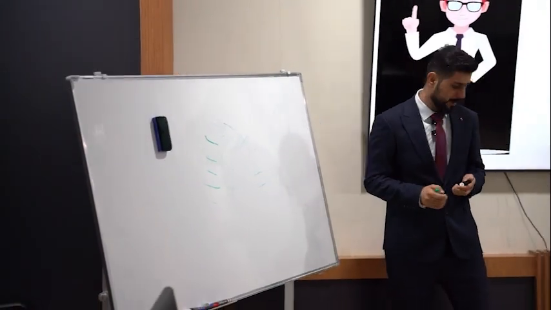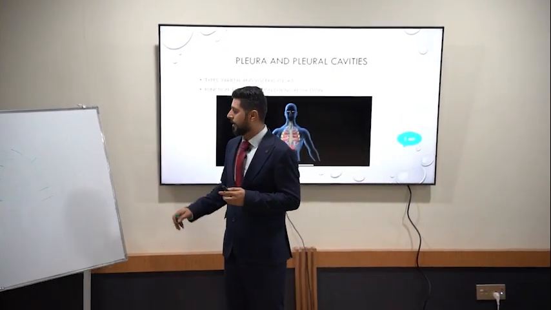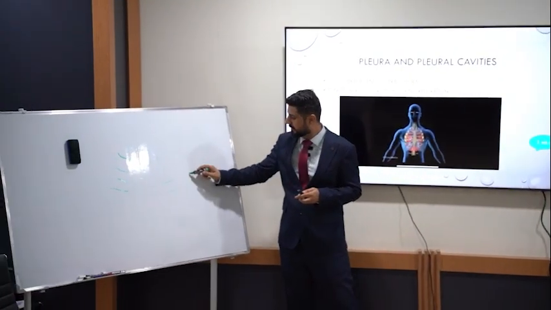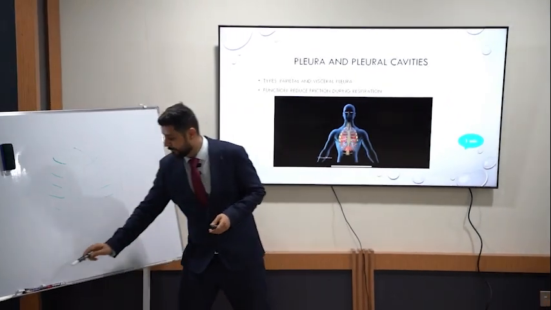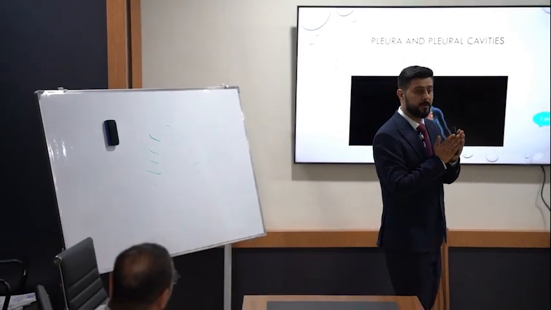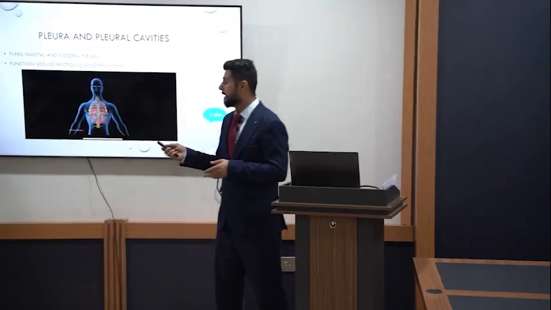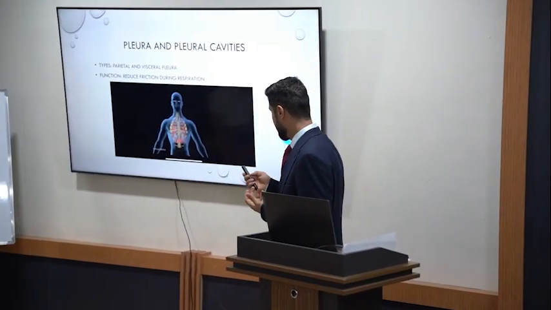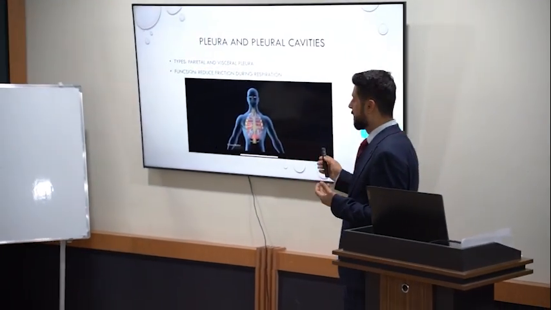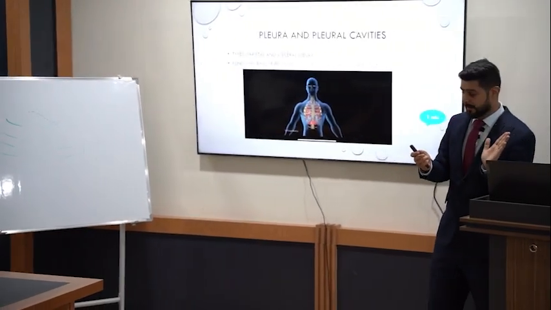In between, we have a small amount of fluid. This fluid allows smooth movement of the pleura over each other in the process of respiration. And this is why we can have inspiration and expiration smoothly without problem. Okay? So the parietal pleura is located outside, while the visceral pleura is located inward.